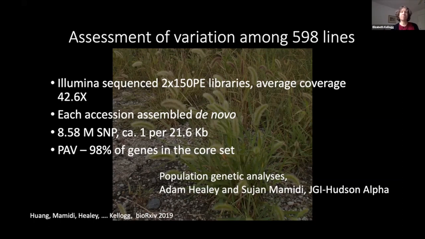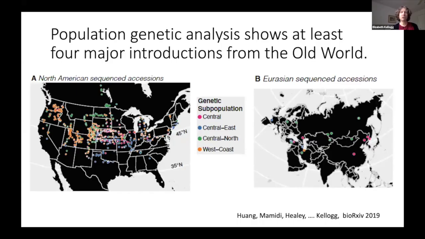but there's a lot there. Population genetic analysis shows 4 major introductions from the Old World. So there's the stuff in pink we're calling the central population, and that is genetically very similar to material from China. The blue is very similar to things from Southern Europe and Turkey, sort of Caucasus. Green, there's the northern population, which also extends across Eurasia. And then there's the orange, the West Coast population, which is also parts of Western Asia. So a lot of introductions from the Old World.